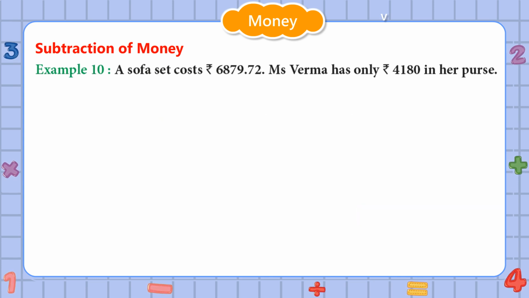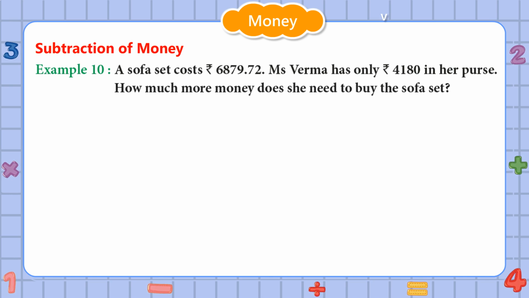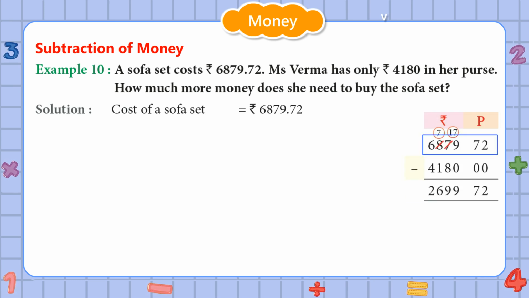Example 10. A sofa set costs rupees 6,879 and 72 paise. Miss Verma has only rupees 4,180 in her purse. How much more money does she need to buy the sofa set? Solution. Cost of a sofa set is equal to rupees 6,879 and 72 paise.